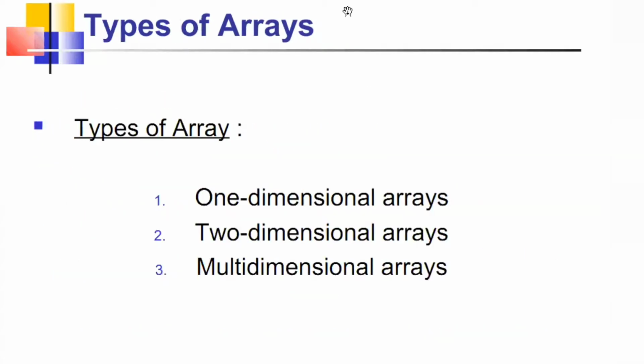Now, how many types of array are there? There are three types of array. Firstly, one-dimensional array. Secondly, two-dimensional array. Thirdly, multi-dimensional array.